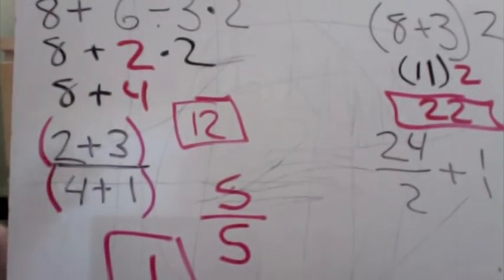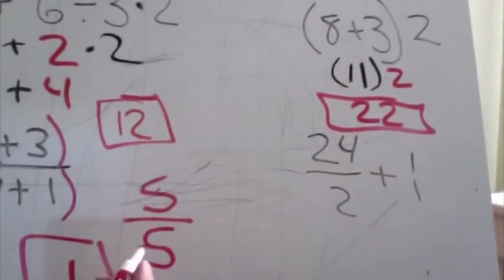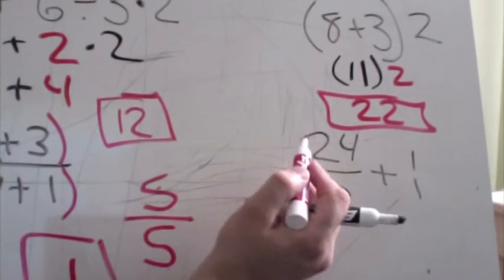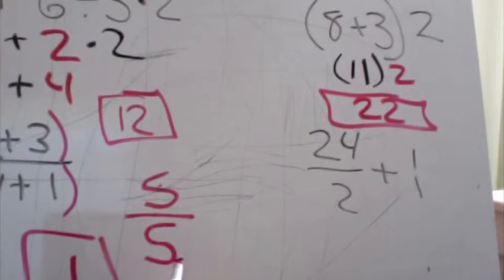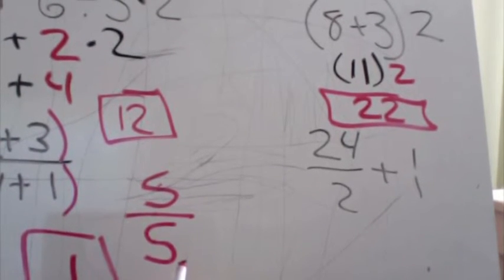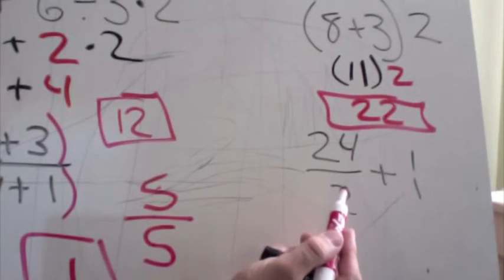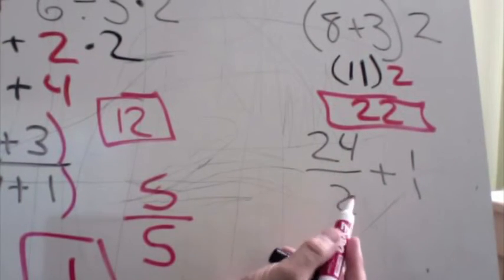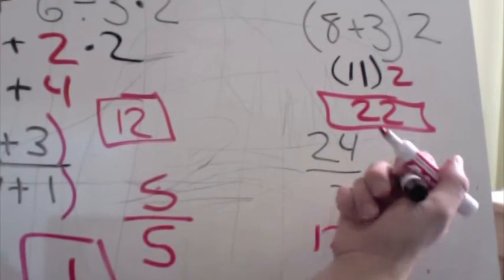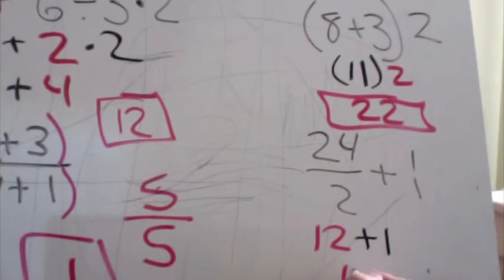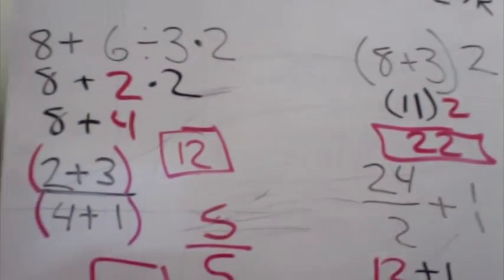Okay. Over here, order of operations. Well, parentheses, we've got a fraction. Well, it doesn't matter if we put parentheses around these because there's no operations there. So we move on to exponents. There aren't any. Multiplication and division. Well, 24 over 2 means 24 divided by 2. So 24 divided by 2, 12. I still have that plus 1 there. 12 plus 1, 13. Okay, that's order of operations.